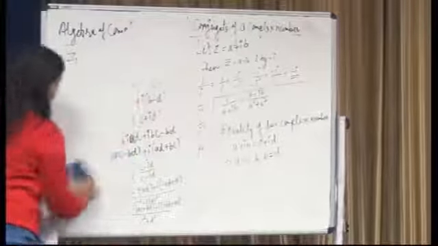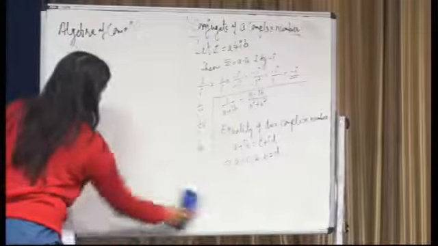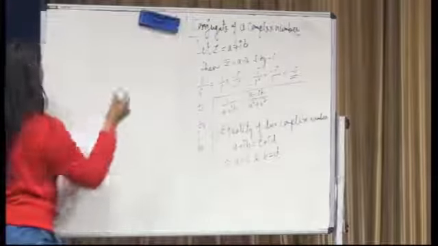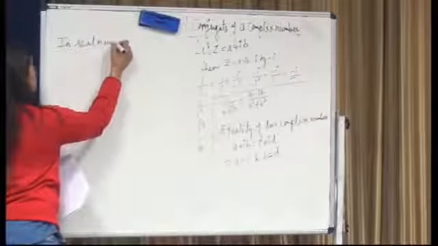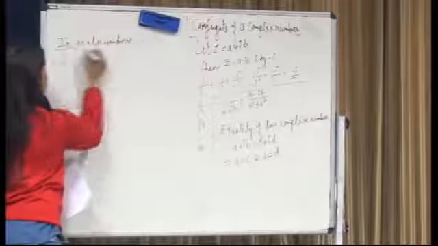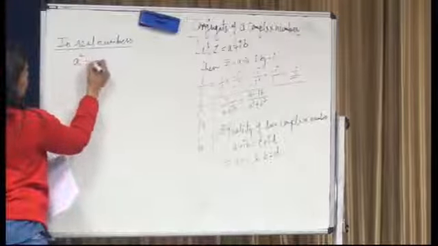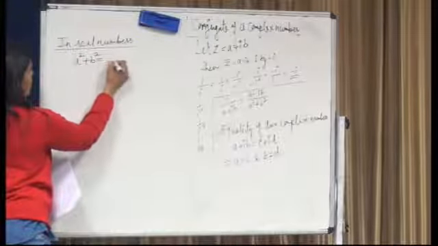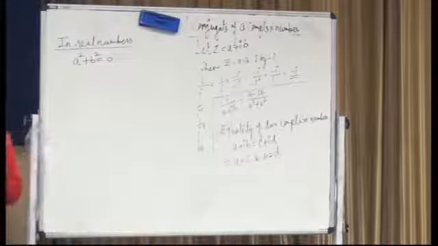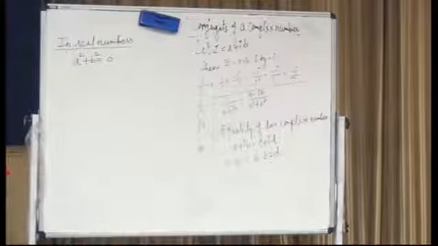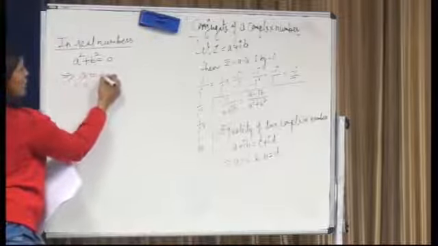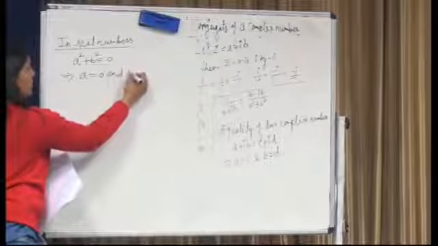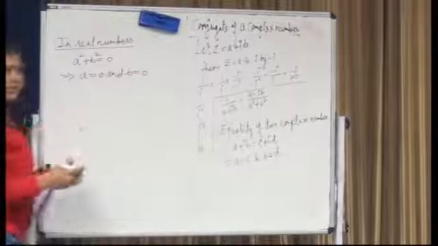So the next thing is something new to you. I am writing a property in real numbers. If I have A square plus B square equal to 0, what do you say simply? If A and B are real numbers, and A square plus B square is 0, you simply say A is 0 and B is 0. You always say this, very clear.